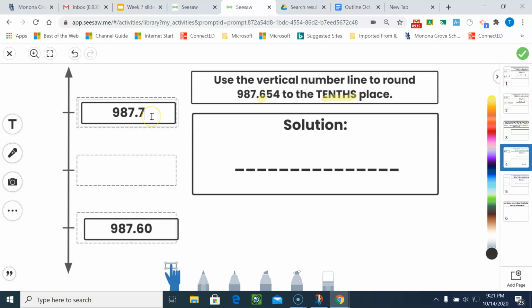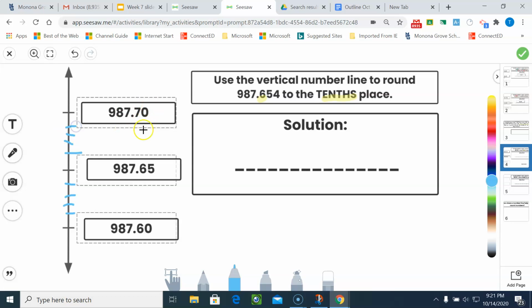Okay, now between 60 and 70 is my middle point. It's going to be a 65 there. So let me just put that in too. 987 and 65 hundredths. Okay, so now I'm going to take that little tool and I'm going to put my numbers in here. This would be 987 and 61. This would be 62, 63, 64, 65, 66, 67, 68, 69, 70.